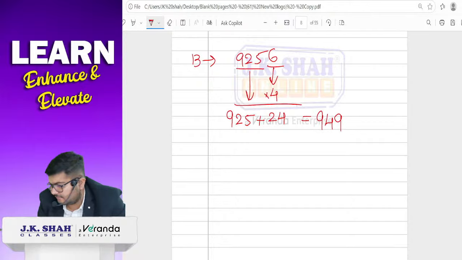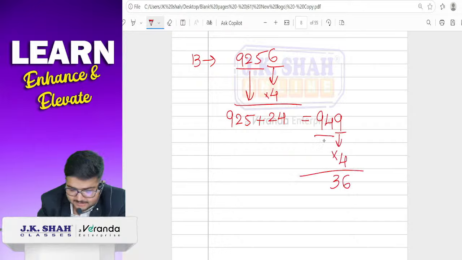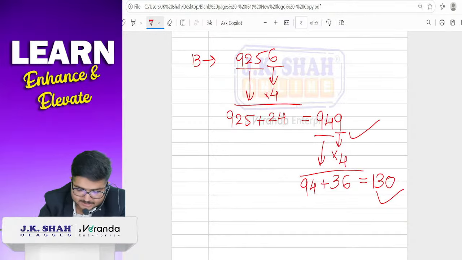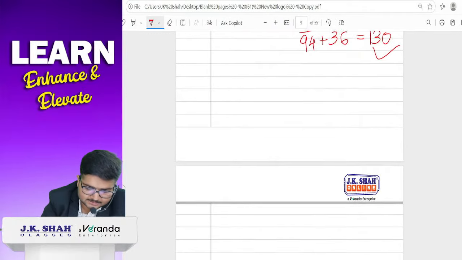Now you don't know if 949 is divisible by 13 or not. So you have to do the same step again. Take the last digit, multiply it by 4. Answer is 36. Bring the digits down. 94 plus 36. Answer is 130. Is this divisible by 13? Yes, common sense. Then this is also divisible by 13, and this is also divisible by 13. Let us move forward to the next sum.